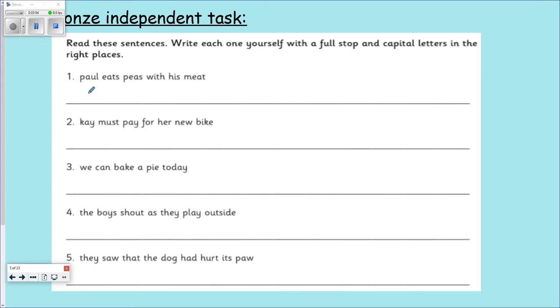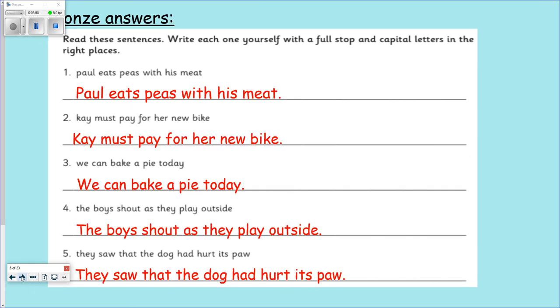Right, well done for doing the bronze task. Here are the answers. So pause the video, check your answers. Remember a small dot if you've got it incorrect, if the sentence is missing any capital letters or punctuation, or a small tick if you got it correct, and send a picture to your teacher. And now we're going to have a look at the silver.